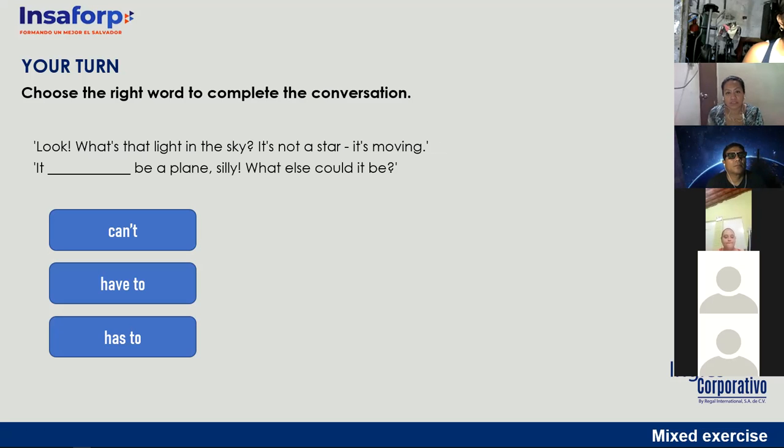Look what that is in the sky. It is not a star. It's moving.